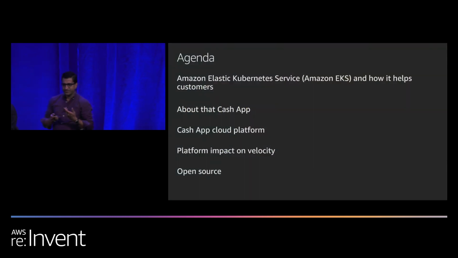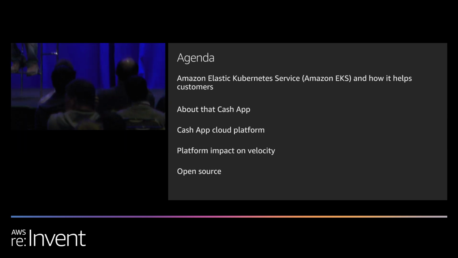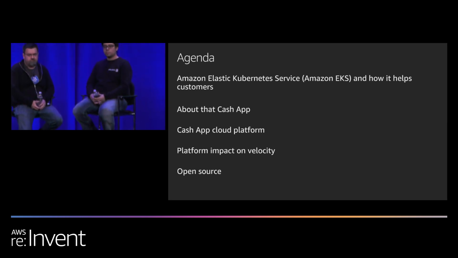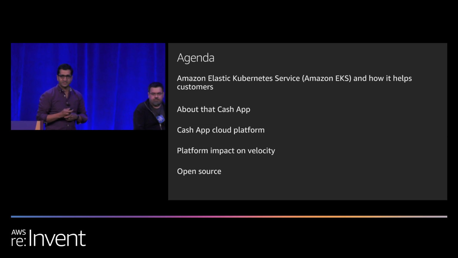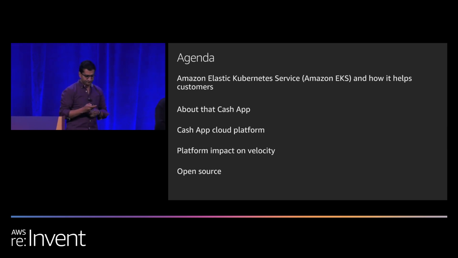So just a brief agenda of what we're going to cover today. I'll talk briefly about what is EKS, what is Kubernetes, why we built EKS, and how our customers are using it. And then I'll hand it off to the Cash App team, who will give you a real-world practical example of how they've implemented this as part of their core stack. What you should get out of today is a clear understanding of what EKS is, what Kubernetes is, and some real-world examples of how you may be able to leverage this inside of your own environments.